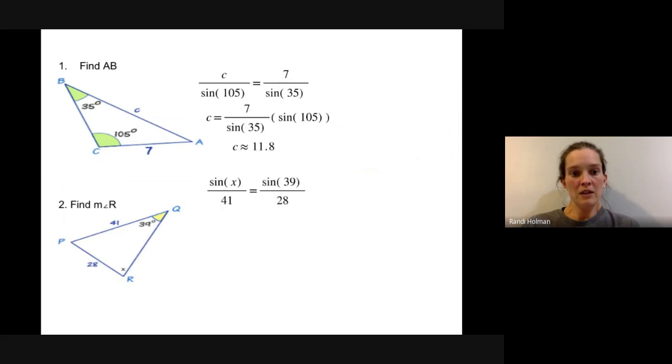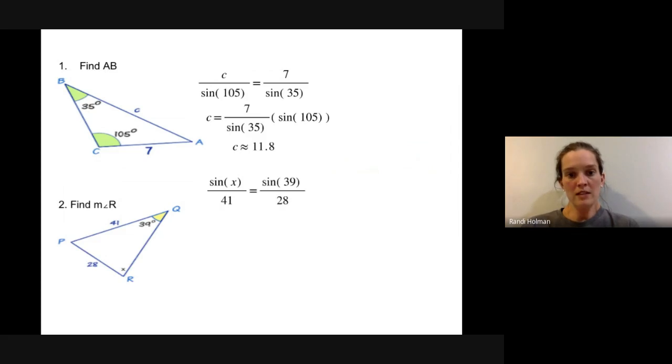In the second one, we're looking for the measure of angle R. It's labeled here with an X, and I'm just going to use that X for simplicity. Since we're trying to find the angle, I'm going to put the sine in the numerator. Again, you could do it the other way. It would work fine, you just have more algebra to do. So sine of X over 41, since that side PQ is opposite X, is equal to sine of 39 over 28. In this case, they gave us side, side, angle, compared to the first example where we had angle, angle, side, two angles and a non-included side.